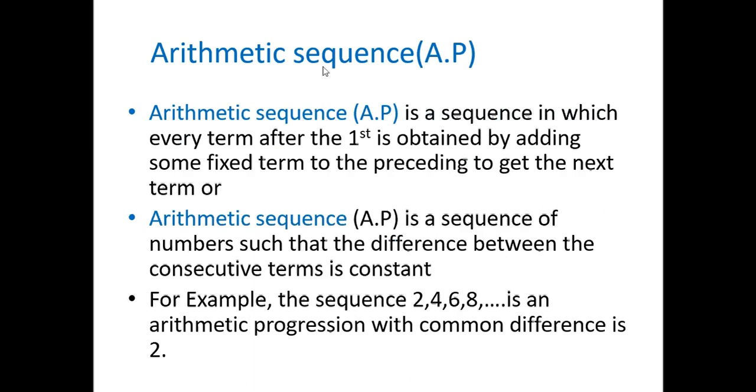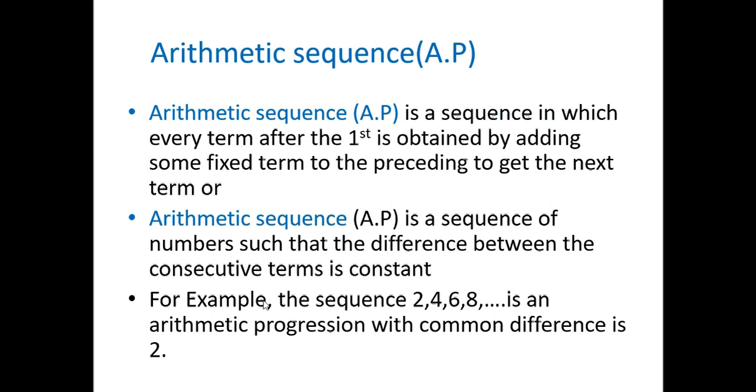Arithmetic sequence or arithmetic progression. Definition: arithmetic sequence is a sequence in which every term after the first is obtained by adding some fixed term to the preceding term to get the next term. Or, arithmetic sequence is a sequence of numbers such that the difference between consecutive terms is constant.